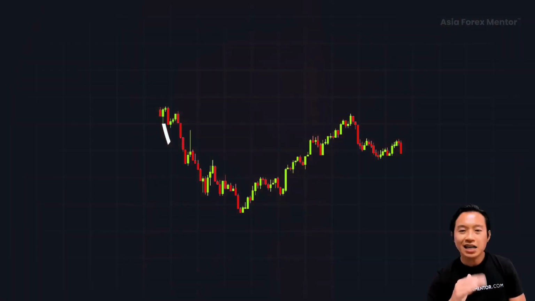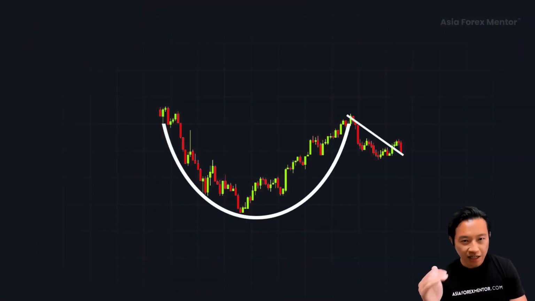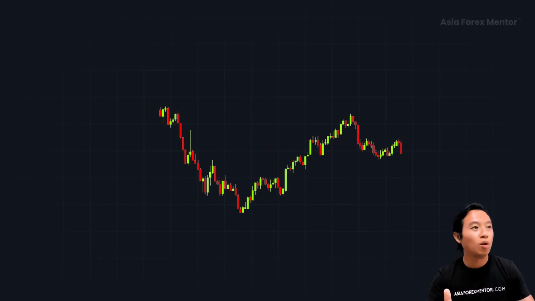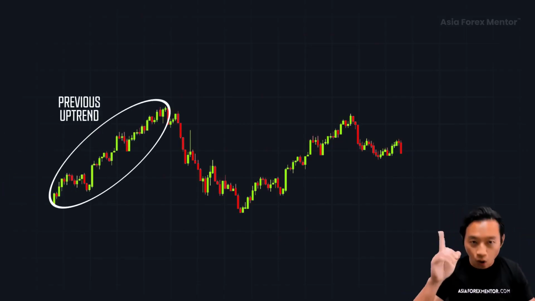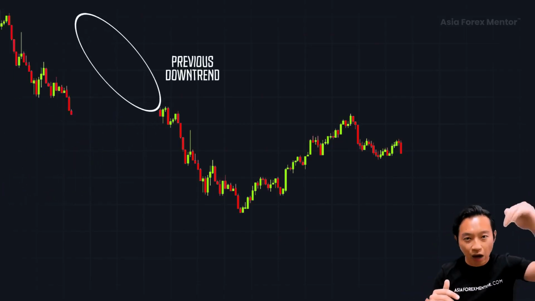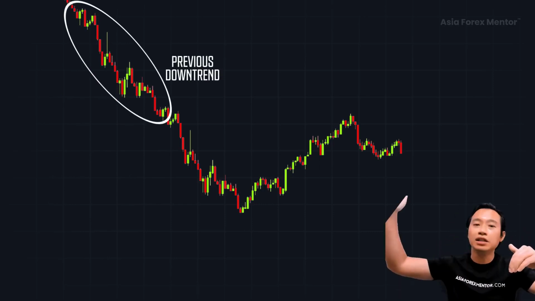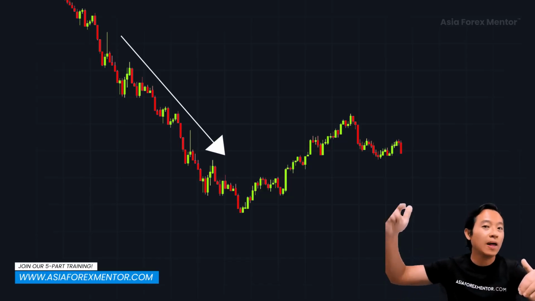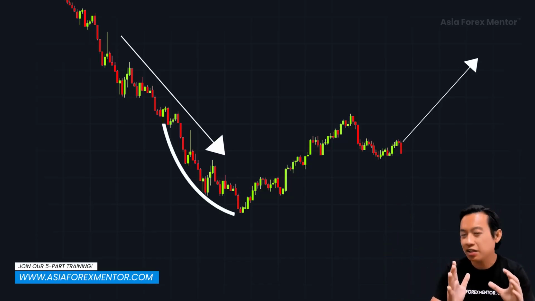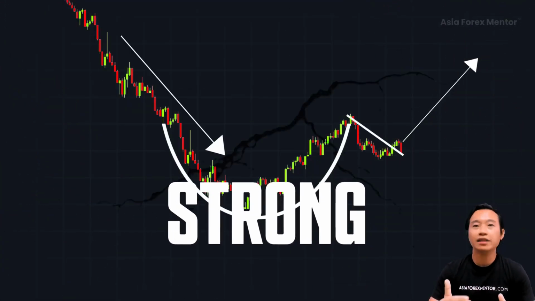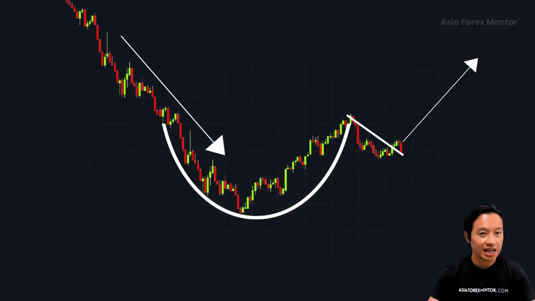Now, here's the thing. This cup and handle pattern can be either a continuation from a previous uptrend, or it can be from a previous downtrend and is strong enough to form a reversal to turn the downtrend into an uptrend. So this pattern is strong, and you want to add this to your trading library, your trade setups.